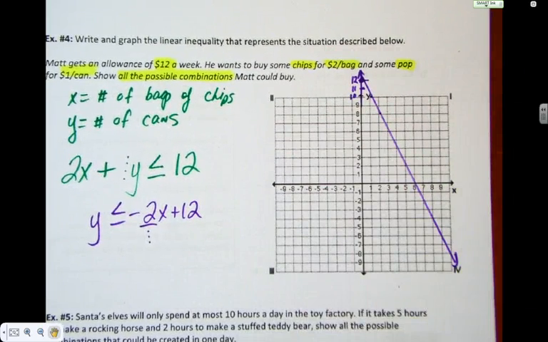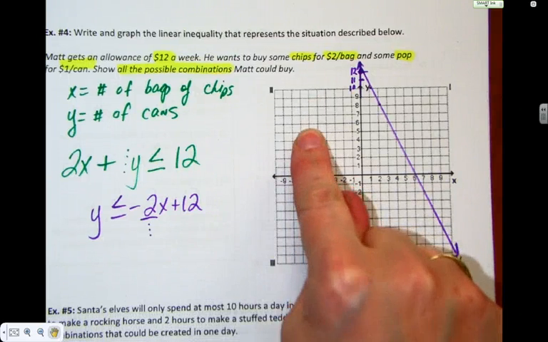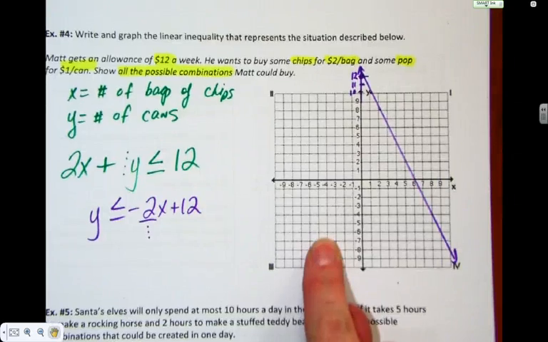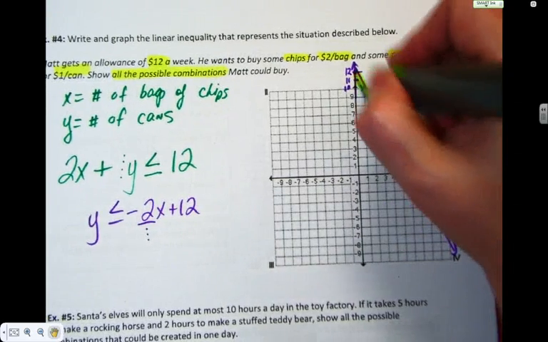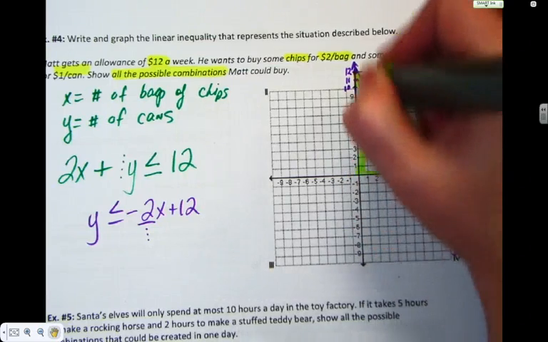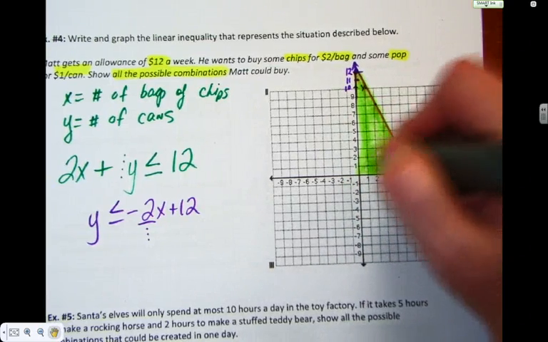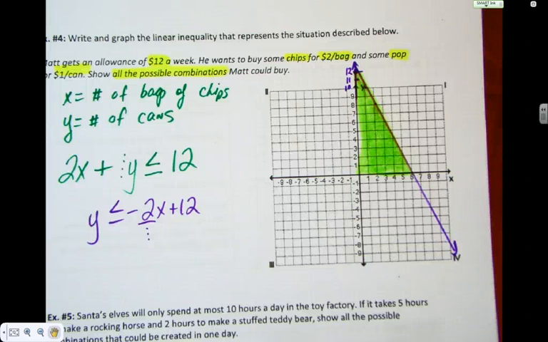Which quadrants am I going to ignore? I'm going to ignore 2, I'm going to ignore 3, and I'm going to ignore 4. Quadrant 1. So I'm just going to shade quadrant 1. Again, if this was just a regular equation, I would be shading everything under there. But because of the situation, I'm just restricting it to quadrant 1.